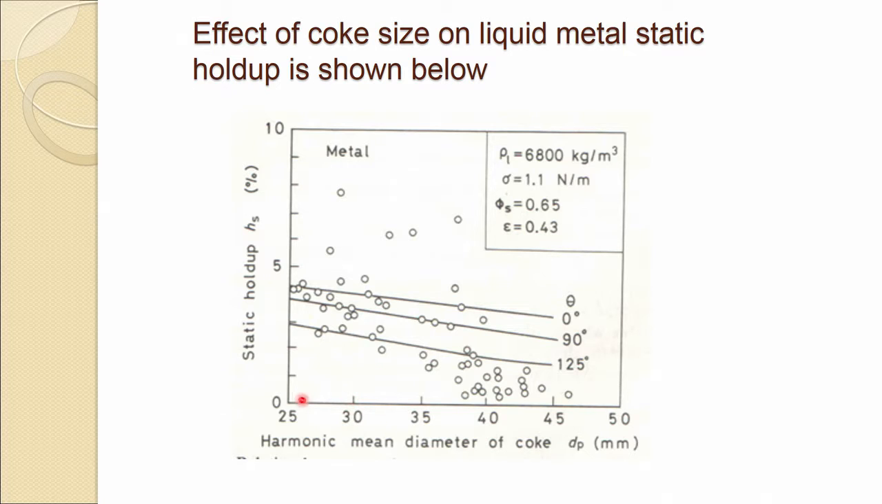Of course, when the coke size is lower, the hold up is more, and as the size increases, the hold up becomes lower and lower. So, this is the condition near the raceway where finer size is there, but a little away you may get a bigger size also. This is the actual blast furnace condition, how the hold up occurs, and it clearly also shows the effect of the contact angle. So, flow is mostly non-wetting in nature.